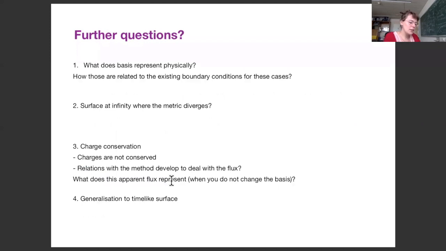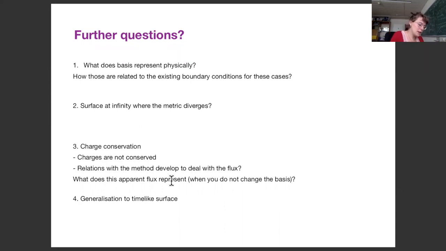So what do these bases represent physically? That was Monica, Stefan, and Giuseppe's question. How can we link the choice of basis with the boundary condition, really with what is kept fixed or not on the metric? So what do they represent?